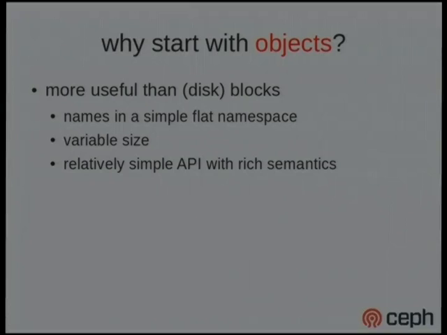They're easier to use. You can name your object whatever you want. The object can be any size. And you can build a relatively simple API and also cram all these rich semantics into it in a very natural, easy to consume way to build higher level services on top of it.